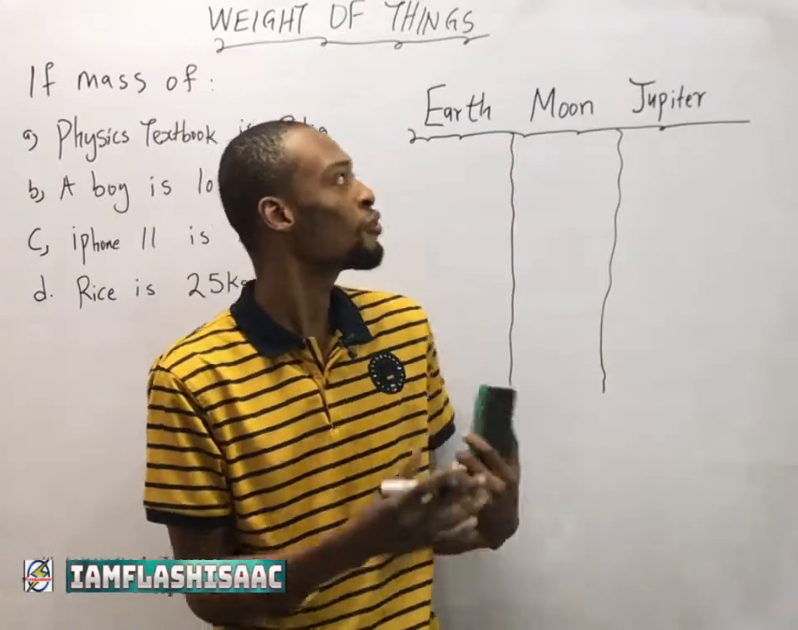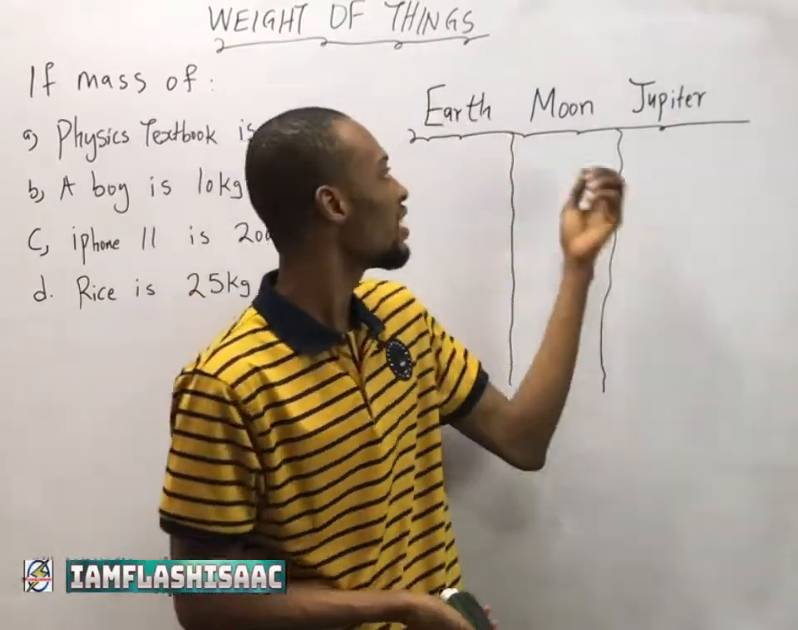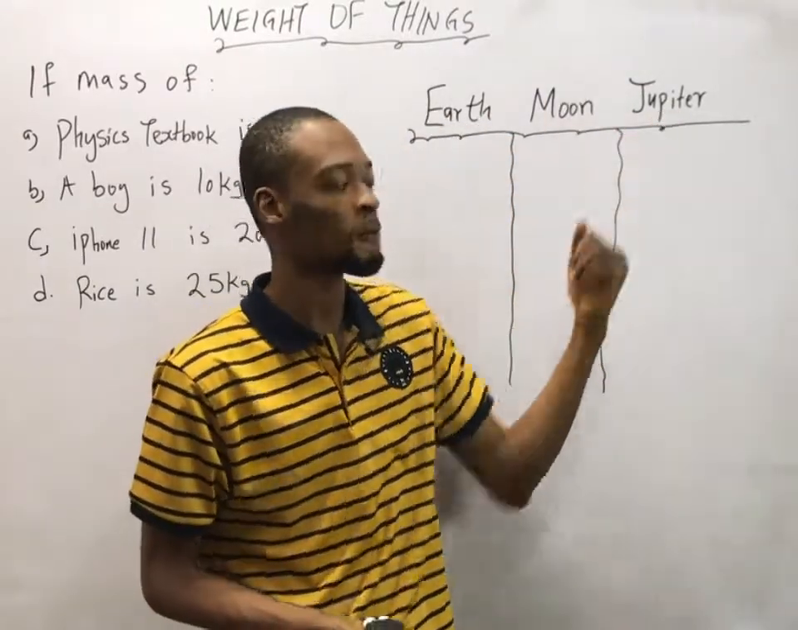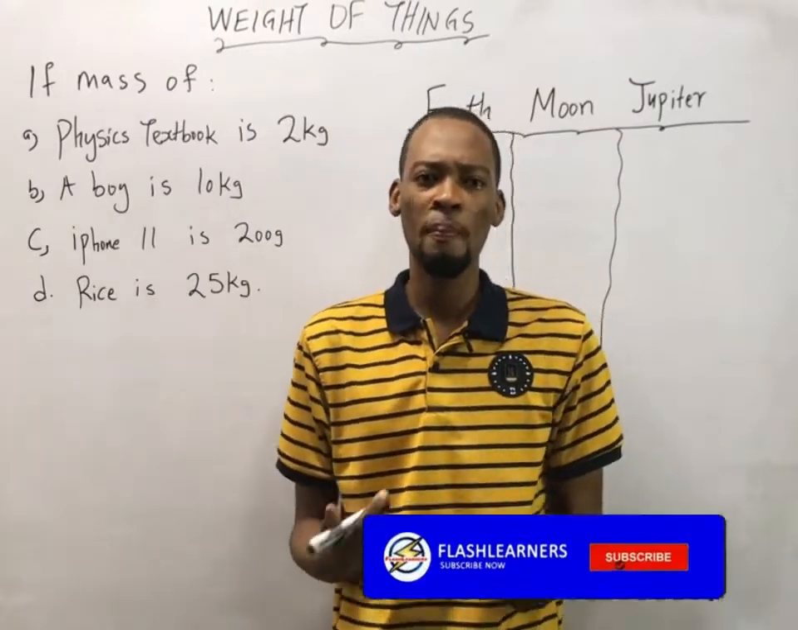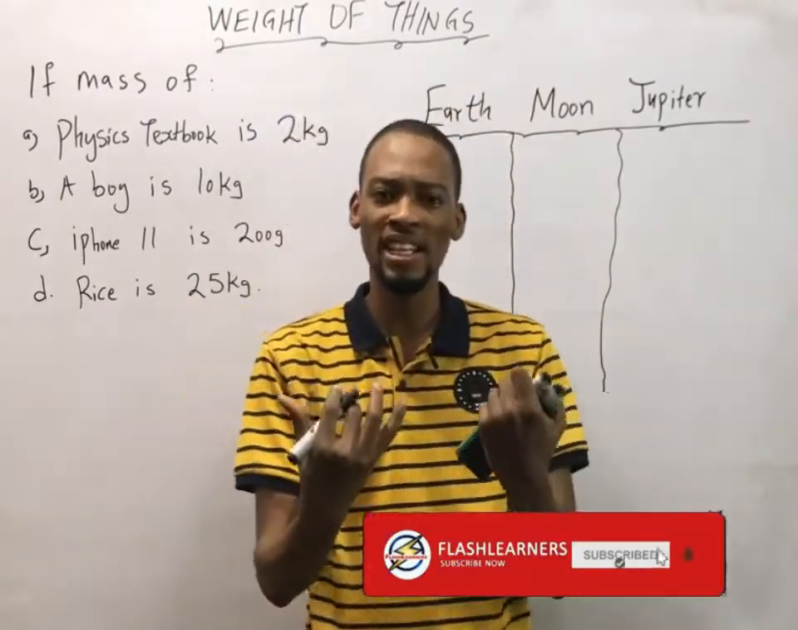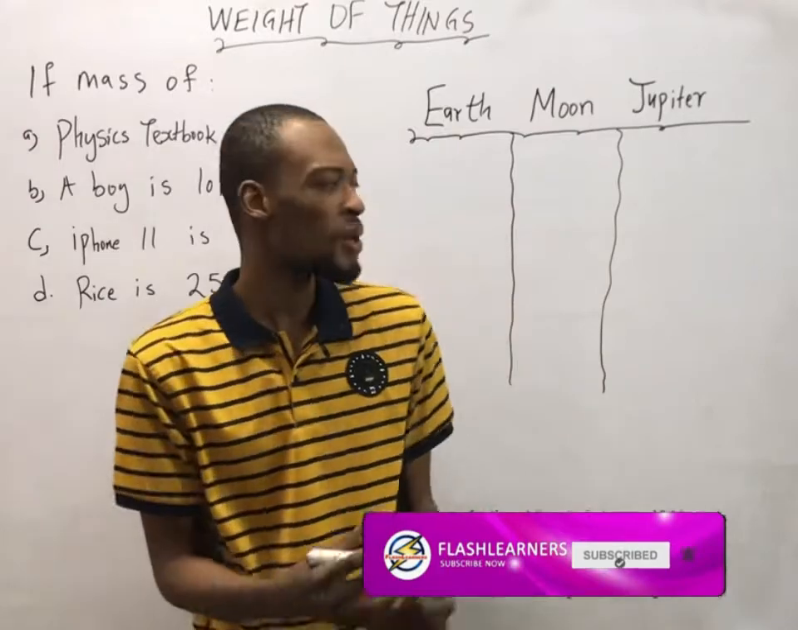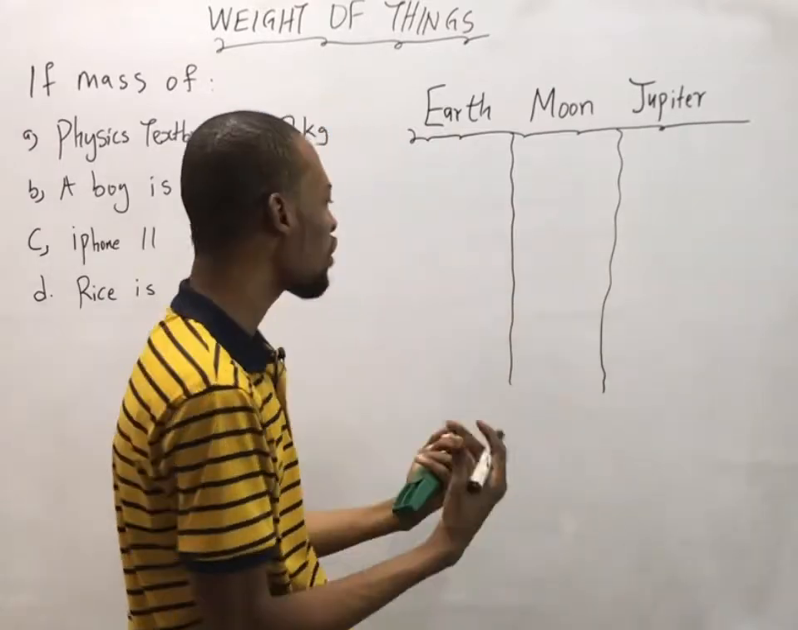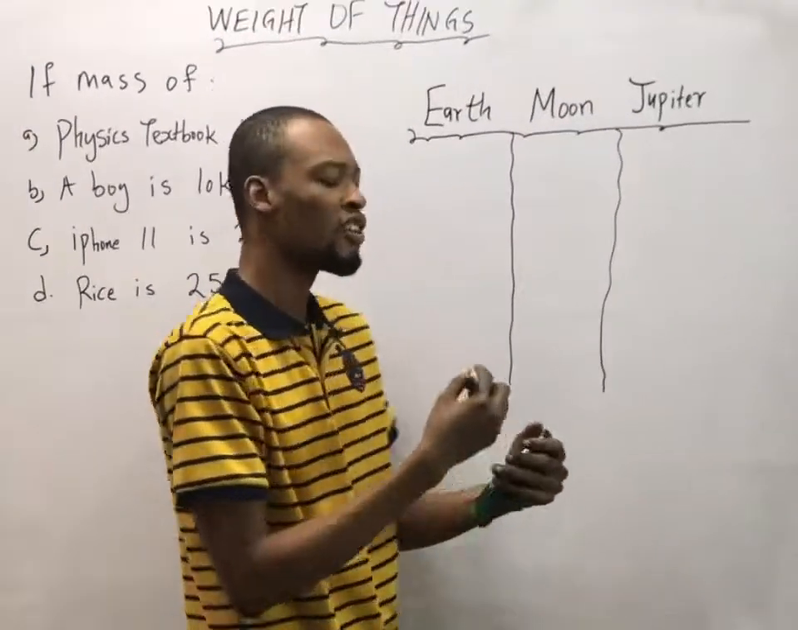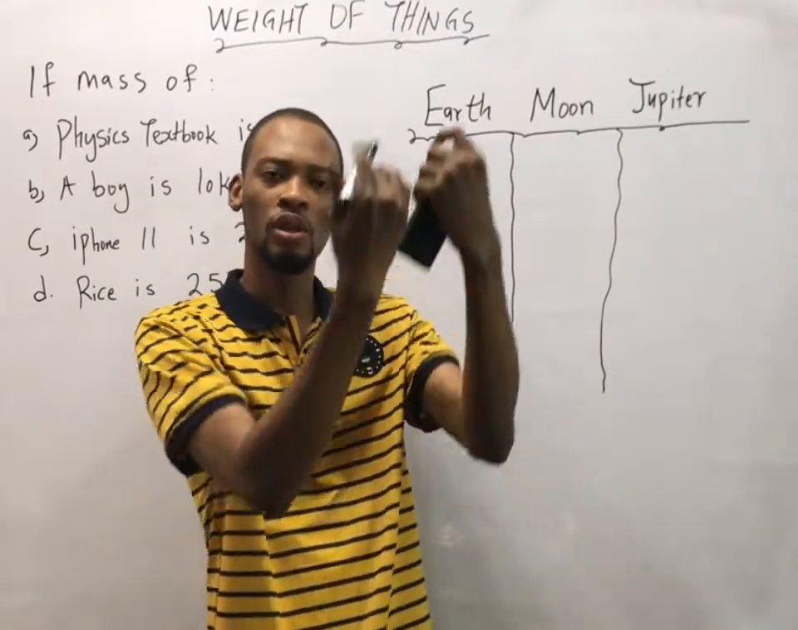Today I'll be taking you through weight of things on Earth, Moon and Jupiter. Now, mass is the quantity of matter a body possesses. So every body or matter has what we call mass. However, weight is the earth's pull on a body.